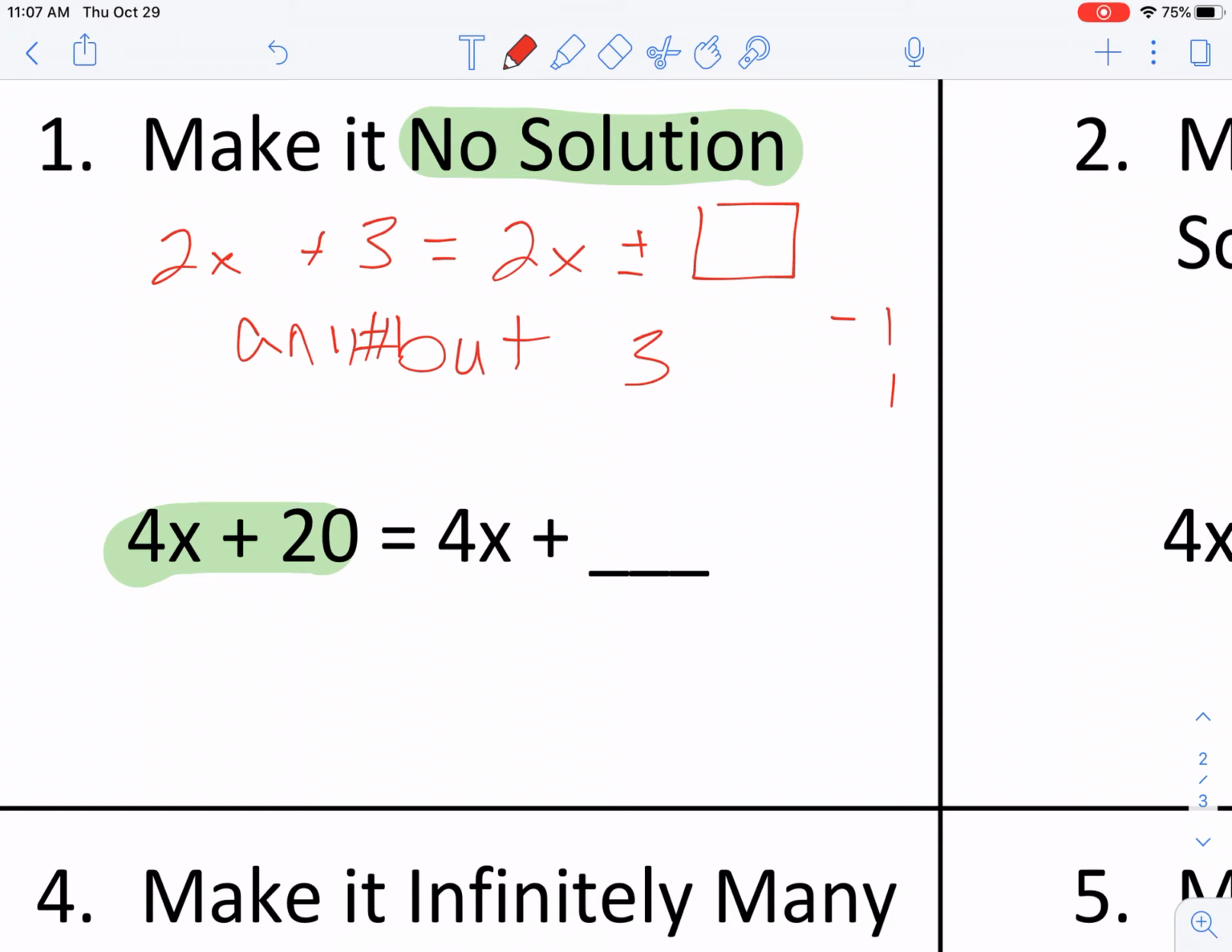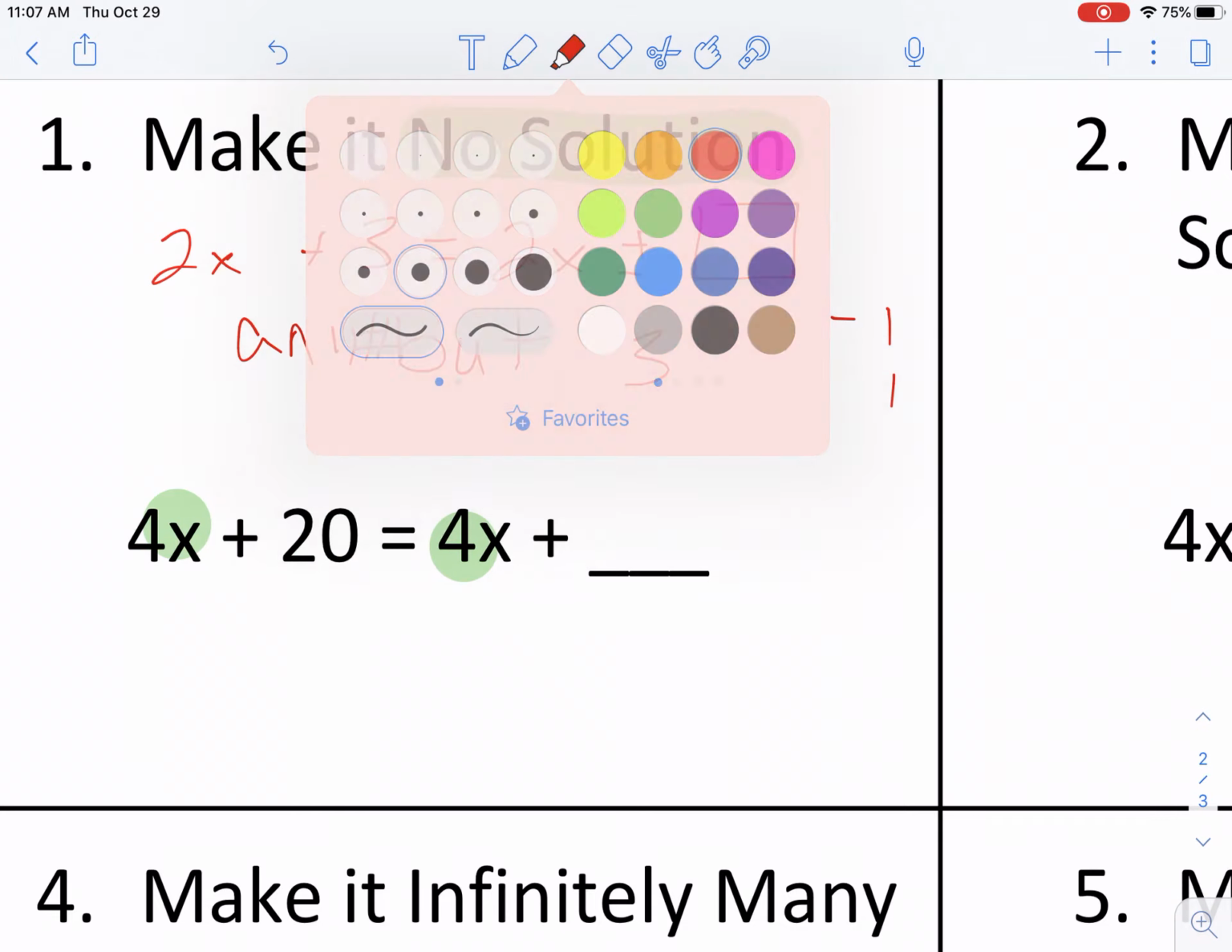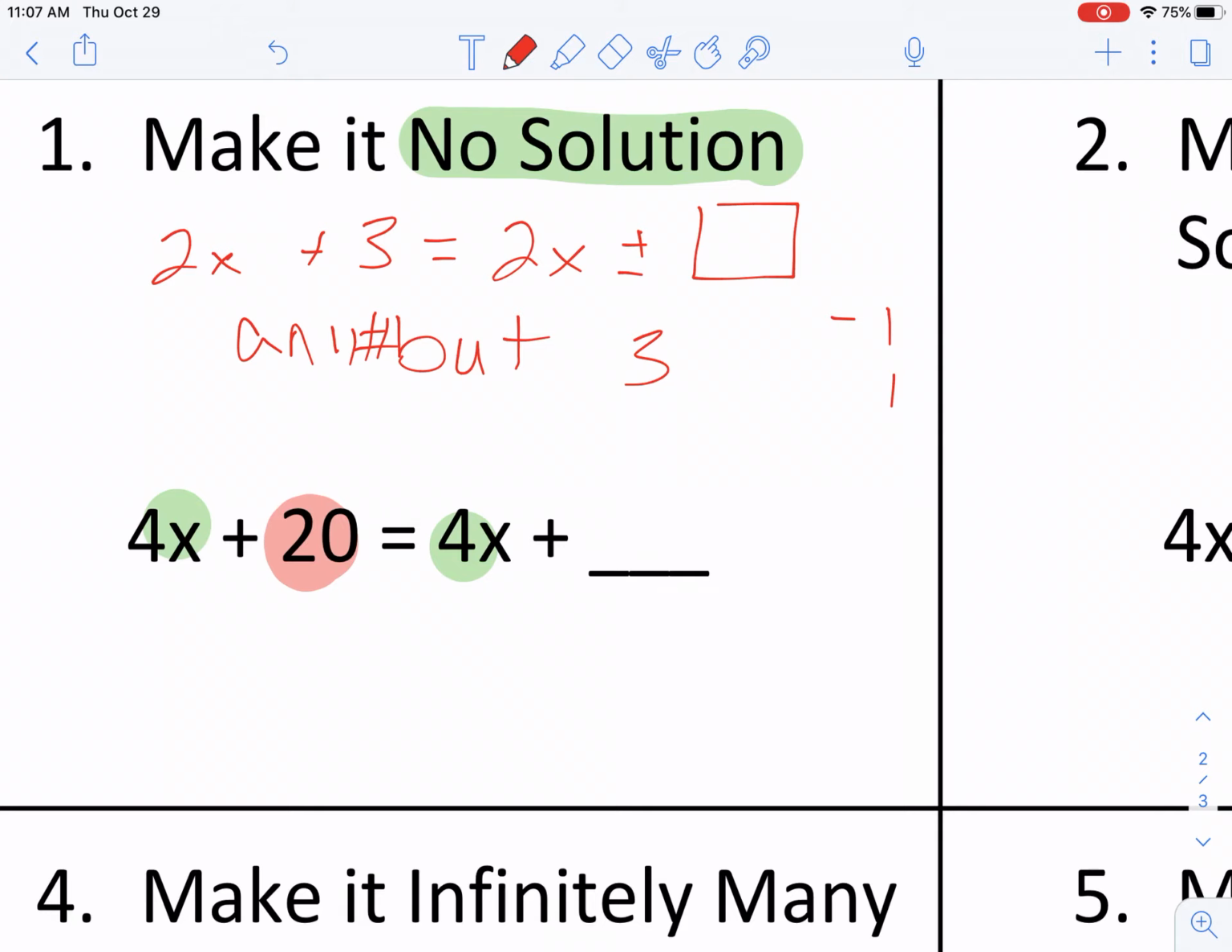So when we look at this example problem, we want to check the variables. So 4x and 4x, we want it to be no solution. So when we look at this, it can be any number but 20. So I'm just going to put 1.